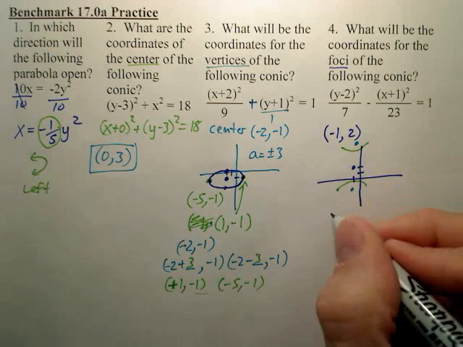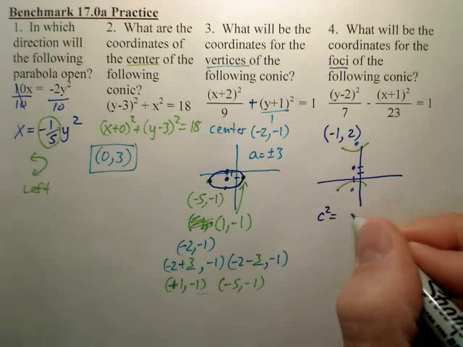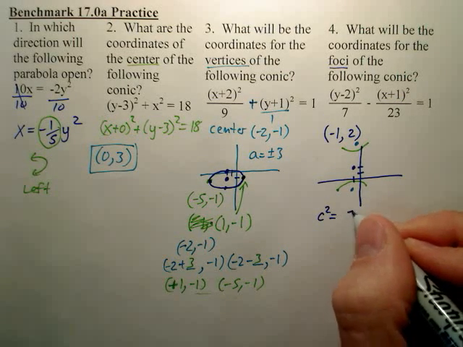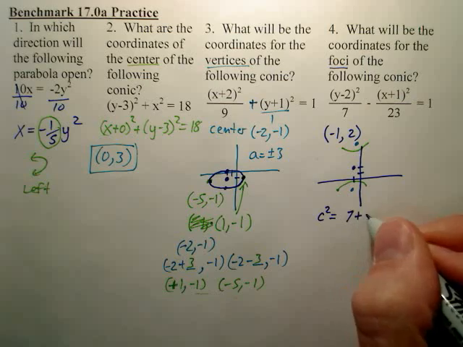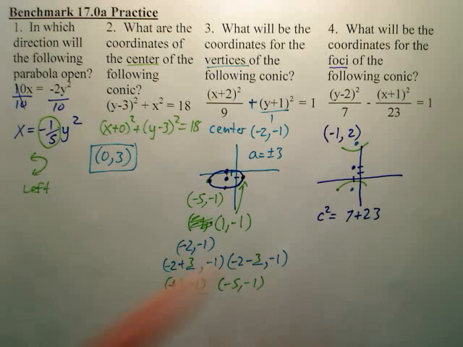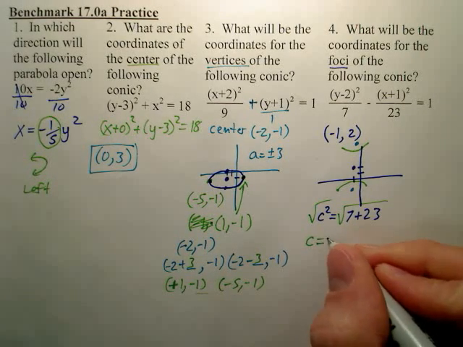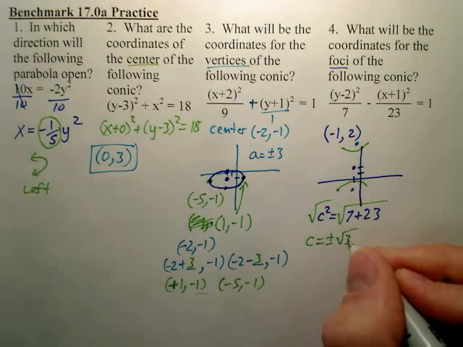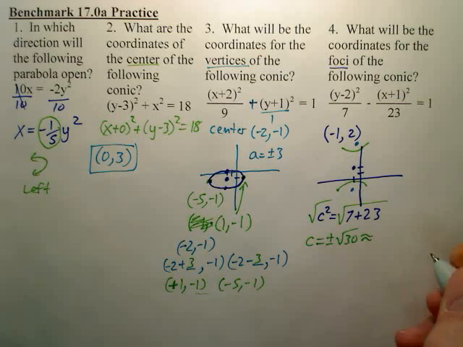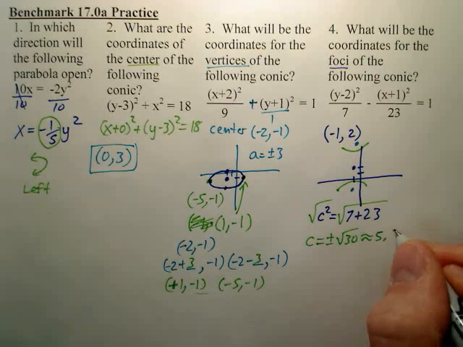So to find C, C squared is equal to A squared plus B squared. So you're going to add A squared and B squared. And then what you do is square root both sides. So you can get C is equal to plus or minus the square root of 30, which is approximately, if you average it, about 5.5.